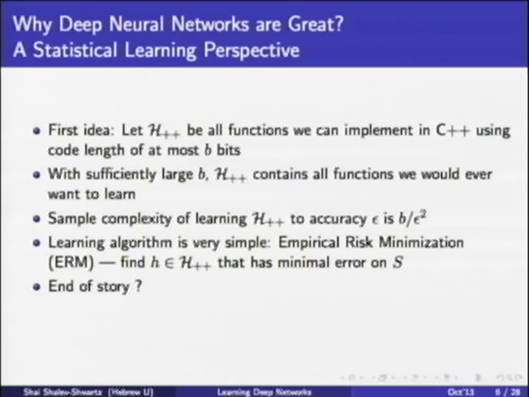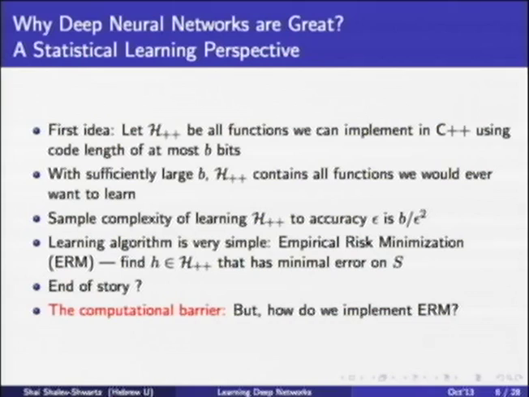And the learning algorithm is also very simple here. It's just empirical risk minimization. So we just need to find some C++ program that has minimal error on the training set, and that's it. I mean, this is what we want to learn. This is how to learn it, and it is the end of the story. Of course, the problem is a computational barrier. Computationally, we have no idea how to find a C++ program that works well on the training set we got. So the reason to talk about other hypothesis classes is mainly because of this computational barrier. Otherwise, this is an ultimate solution to our problem.